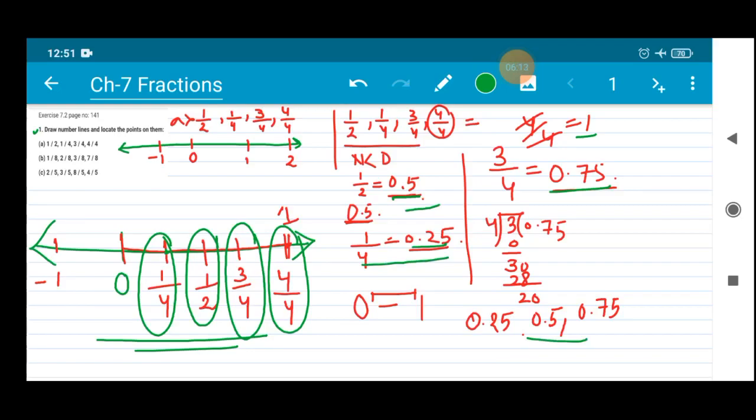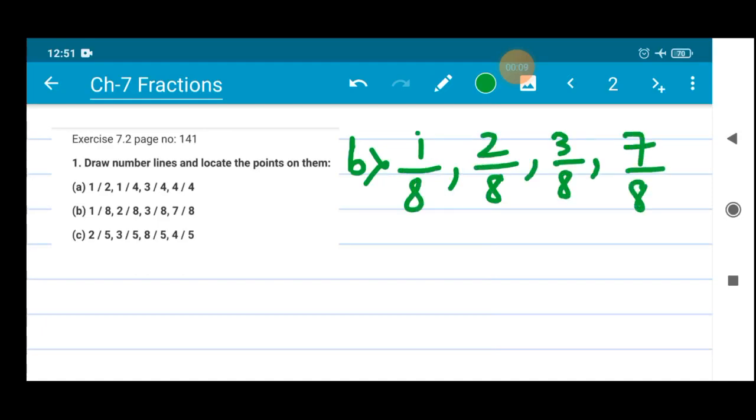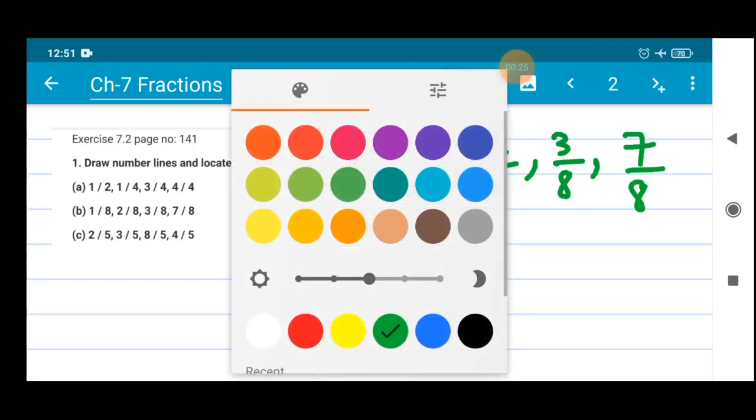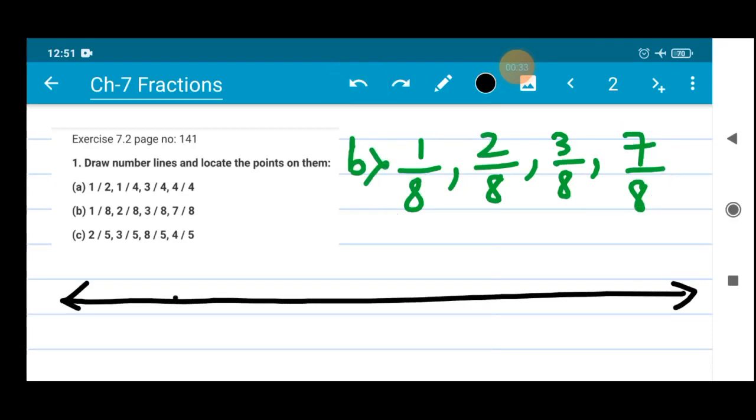Okay, let's do part B now. Similarly in part B we have 1 by 8, 2 by 8, 3 by 8 and 7 by 8. You can see all the numerators are smaller compared to the denominator, right? All have a greater denominator compared to the numerator. So in this case also I would like to convert these into decimal form, and then we can get where to represent them. Okay, so this is our number line. All the numbers are positive, so they will be represented towards the right hand side only.